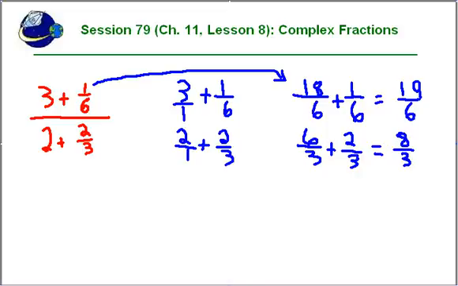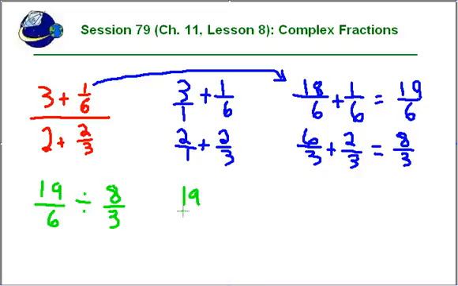Well, let's go back now and rewrite this problem. Instead of 3 plus 1 over 6, we're going to write 19 over 6. This fraction bar represents our division sign. And in place of 2 plus 2 over 3, we're going to write 8 over 3. So now our problem is 19 over 6 divided by 8 over 3. This is now much simpler to solve.